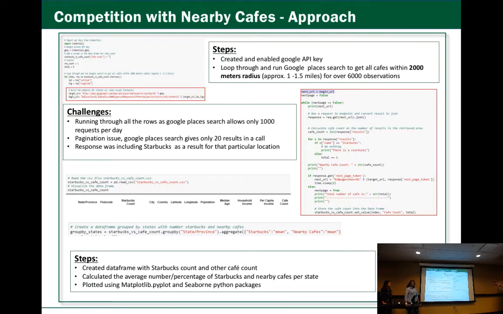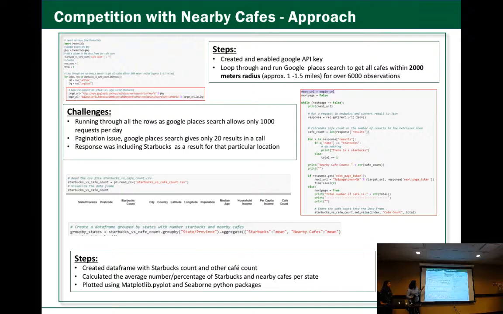This was the approach we followed, and this was the most challenging part of our project. These were the main challenges: running through all the rows, as Google Places search allows only 1,000 requests per day, and we had data of 13,608 rows. Anyway, we found a way to call all the requests. Then there came the pagination issue, because one page has only 20 results.